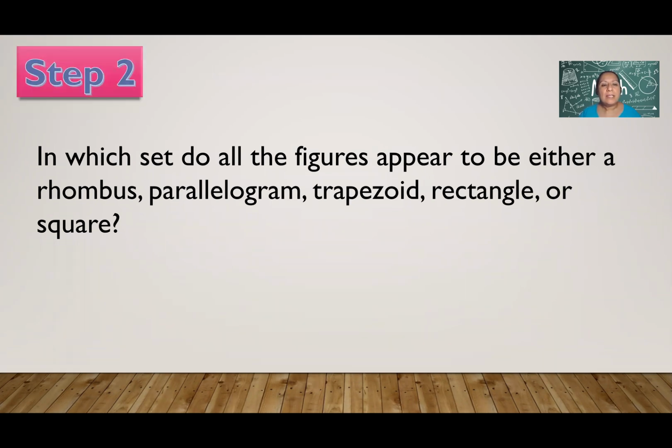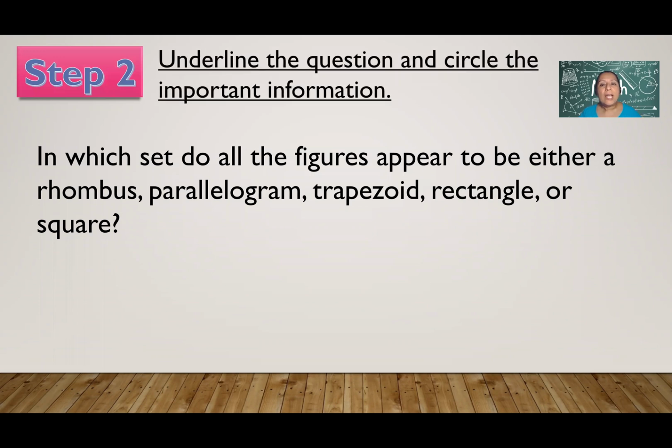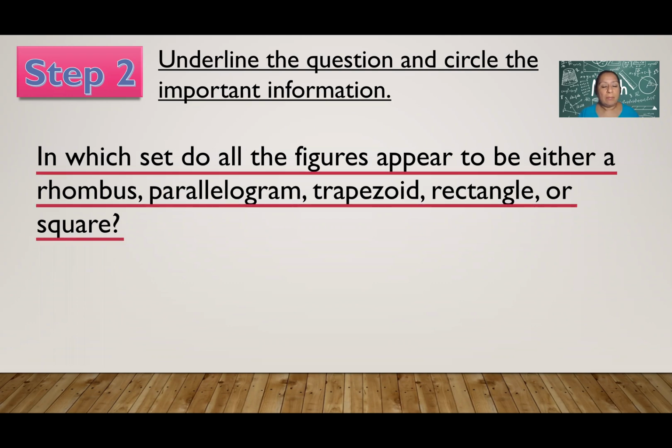Step number 2 states that we have to underline the question and circle important information. After reading all the problem, I noticed that the whole problem is the question. So I'm going to underline the whole problem. Now it says I have to circle the important information, and here says that the first thing I had to do is to find a set that has these shapes here. So I'm going to circle the shapes, which is what they want me to find in this problem.